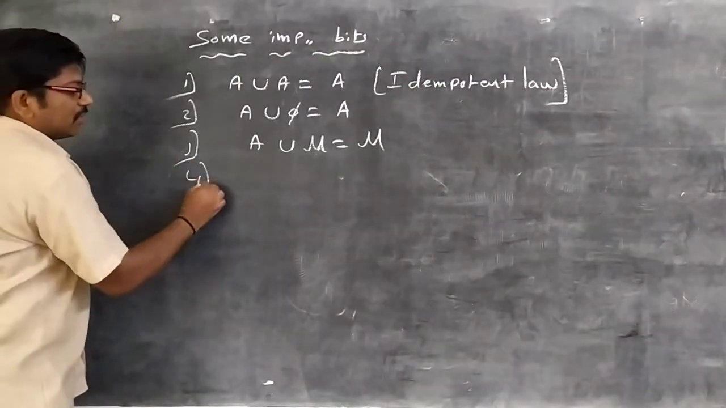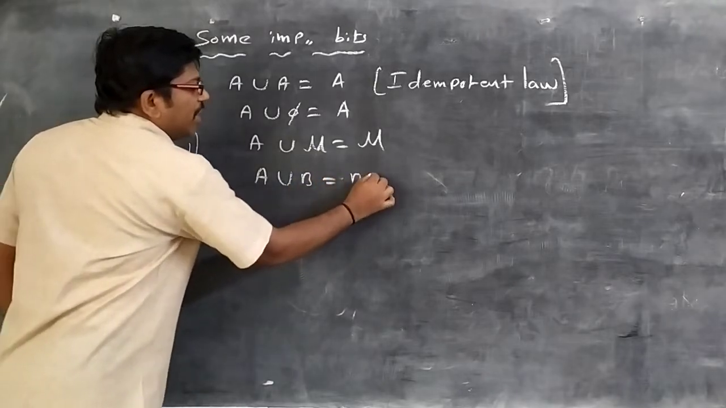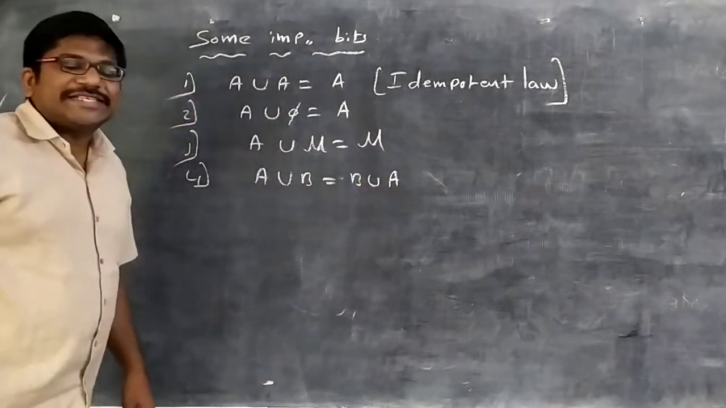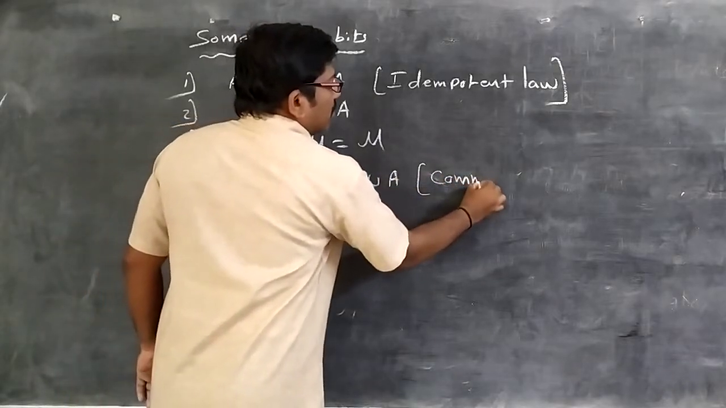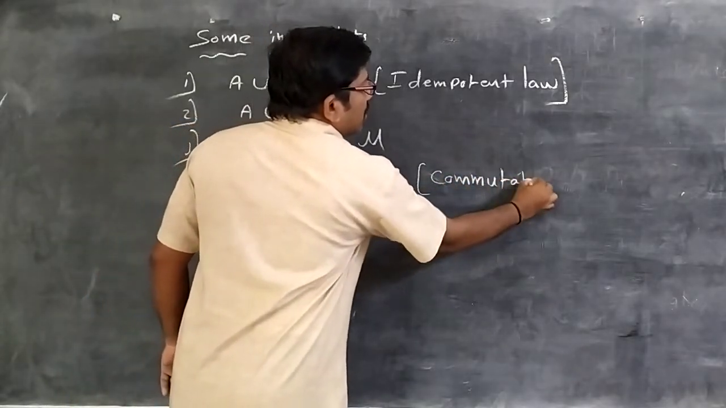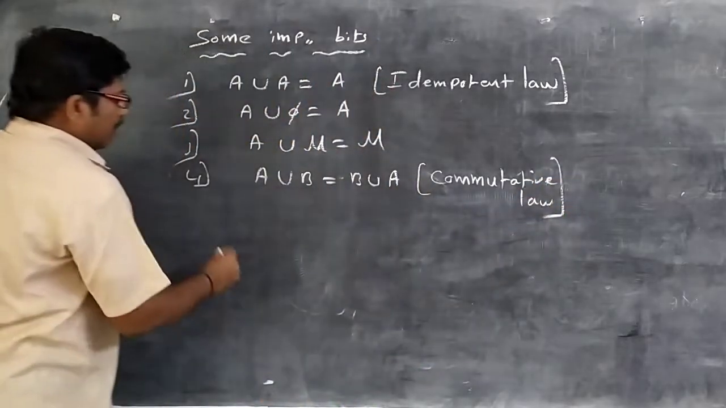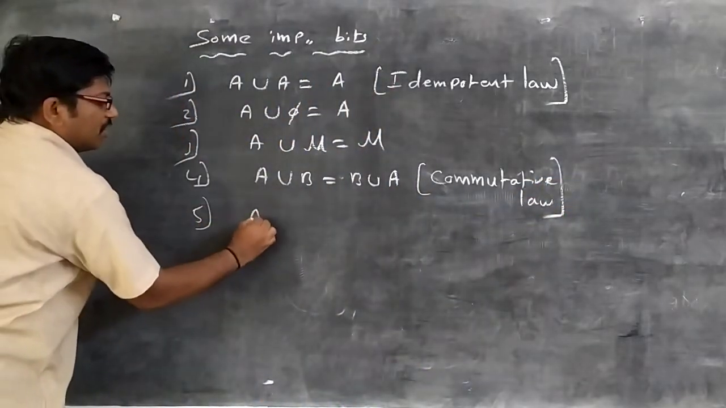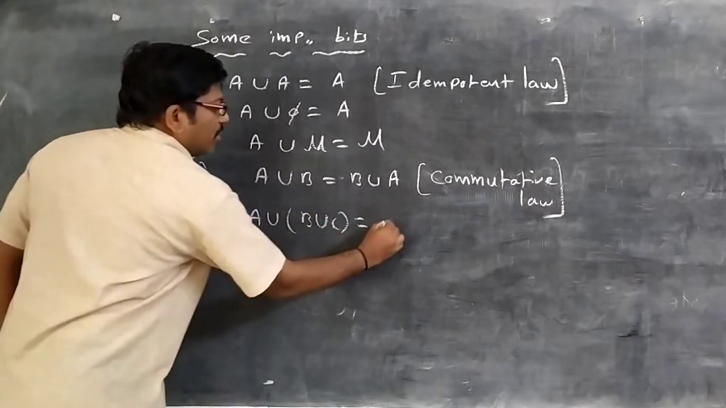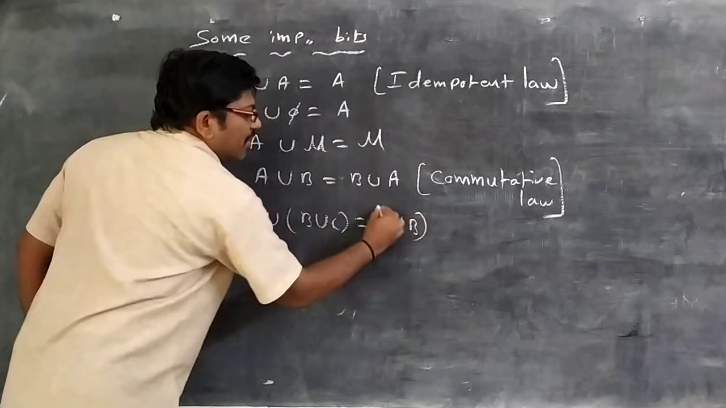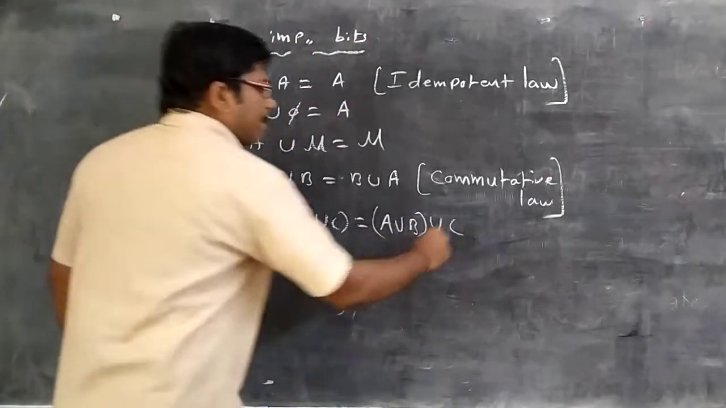And the fourth one, A union B is equal to B union A. It is known as the commutative law. Next, A union (B union C) is equal to (A union B) union C. It is known as the associative law.